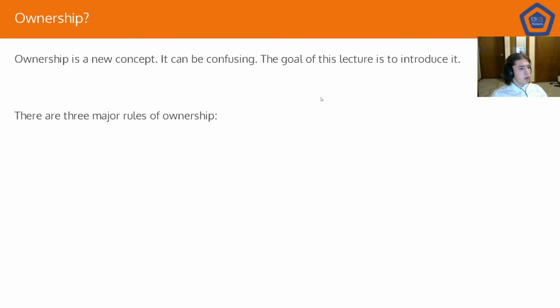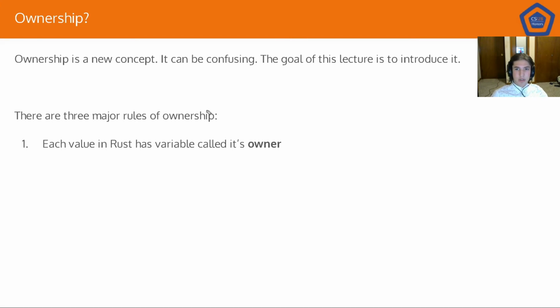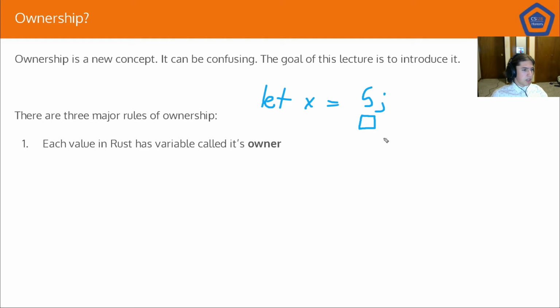Ownership is a new concept. It can be confusing, and so our goal today is just to introduce it and to give you all a good idea of how this works. There are 3 major rules of ownership. First, each value in Rust has a variable called its owner. So if we say, for example, let x equal 5, this number 5 is the value. This holds up some space in memory, and it has an owner, and that owner is the variable x.